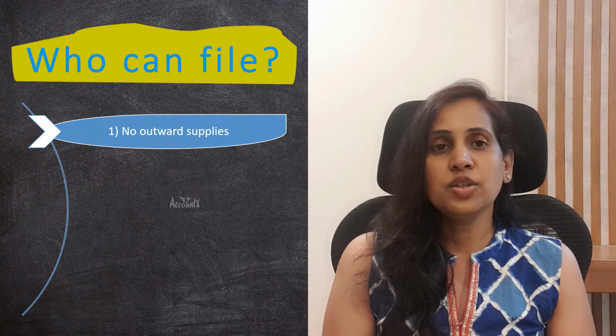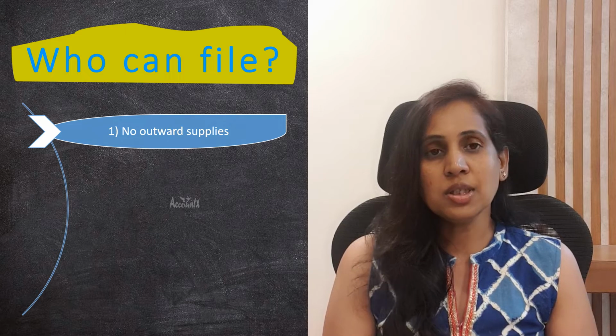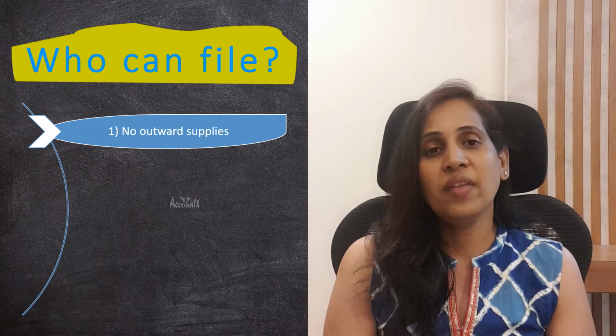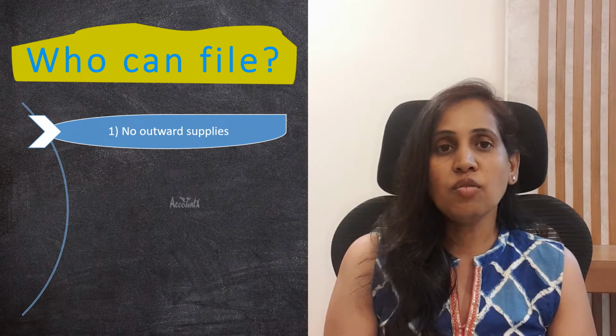Let's say you file GSTR1 on a monthly basis. For the month of July 2022, if you have not raised any invoice, then you may file Nil GSTR1.